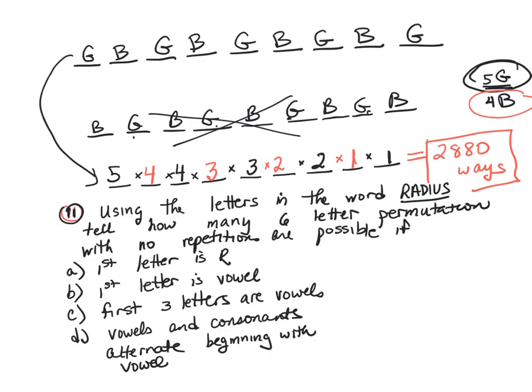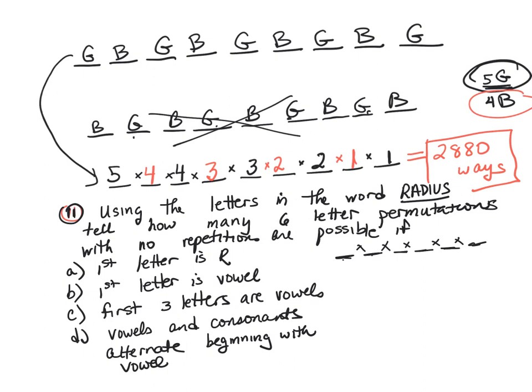Okay, this is our last problem. Using the letters in the word radius, tell how many 6-letter permutations with no repetition are possible if the first letter is an R, the first letter is a vowel, the first 3 letters are vowels, or the vowels and consonants alternate beginning with a vowel. We are rearranging the letters in the word radius, and we're using all of them, with restrictions. The letters don't repeat, so we don't have to worry about that.